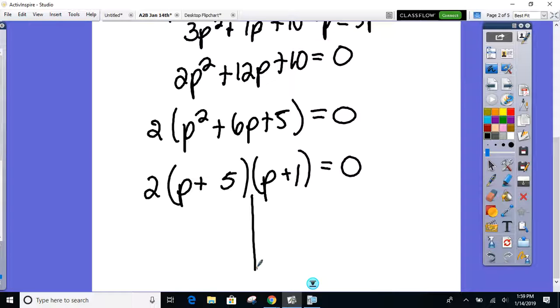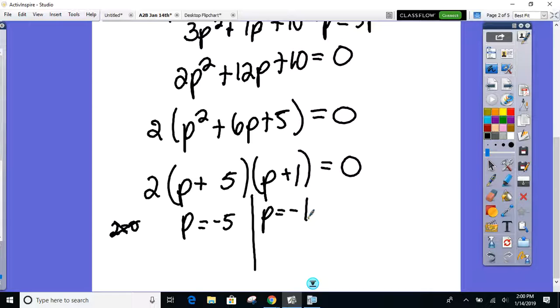So my two answers I'm going to get. Now take a look. Somebody asked in 5th period, well, you took out the 2 and you never did anything with it. Does it have a variable? Okay, good. Well, here's what you'd have to write: 2 equals 0. Does that make any sense? No. So unless you take it out with a variable, you don't need to set it equal to 0. All right, 2 is not part of my solution. What is? P equals negative 5 and negative 1.